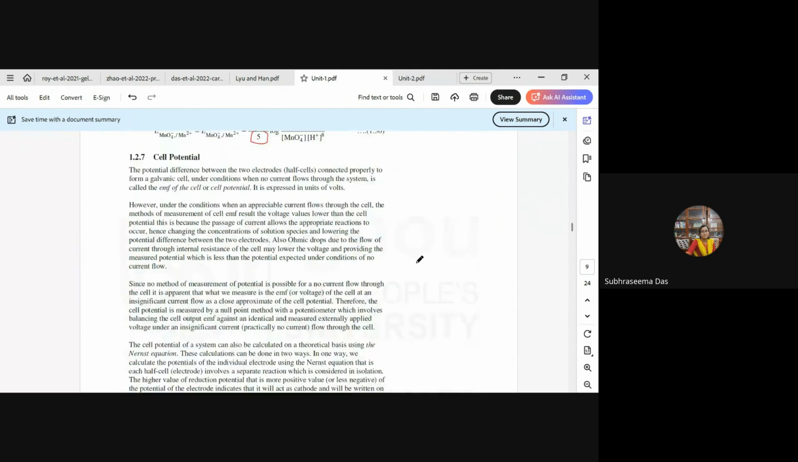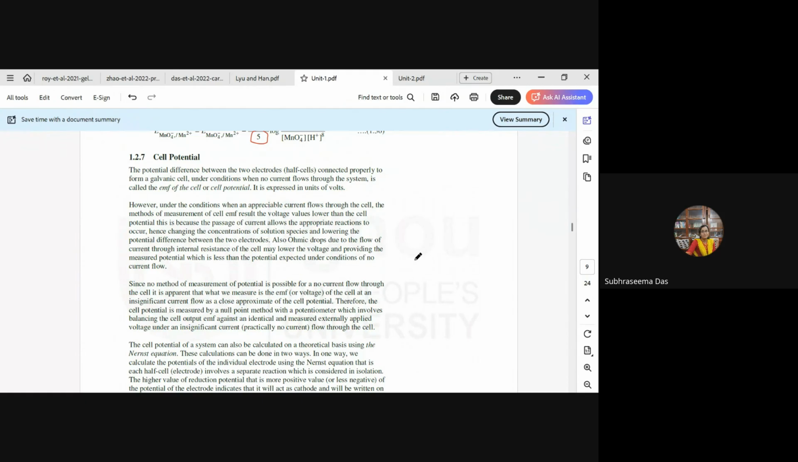Then, sorry, the EMF. Then coming to the cell potential. The potential difference between two half cells that are connected properly to form a galvanic cell, when no current flows through it, is called the EMF or the cell potential. If we have two cells in connection with each other but there is no flow of current through the system, then the overall EMF of the system at that particular time is called the cell potential.